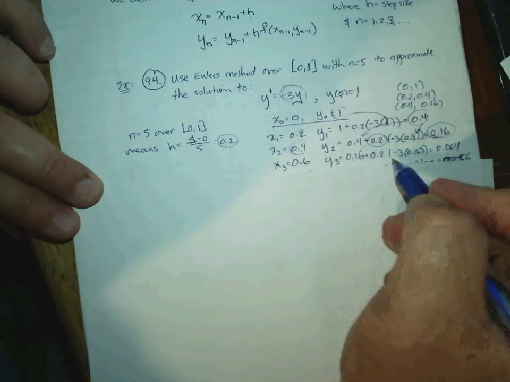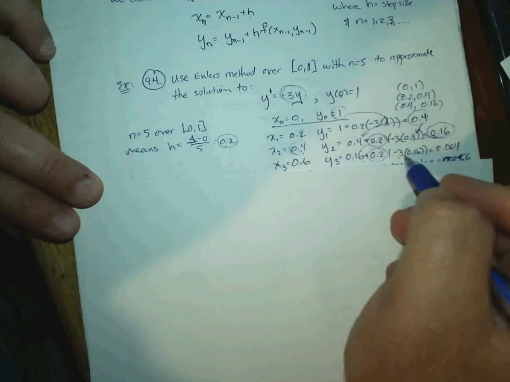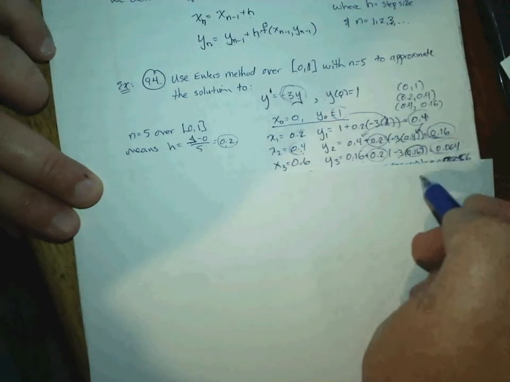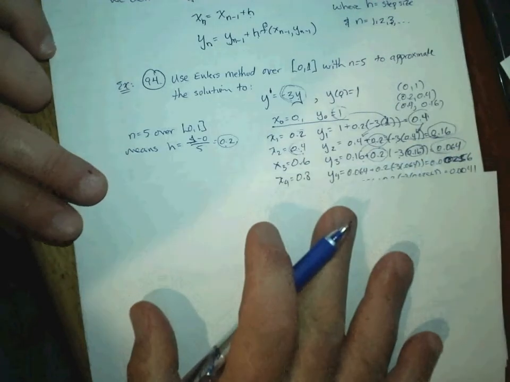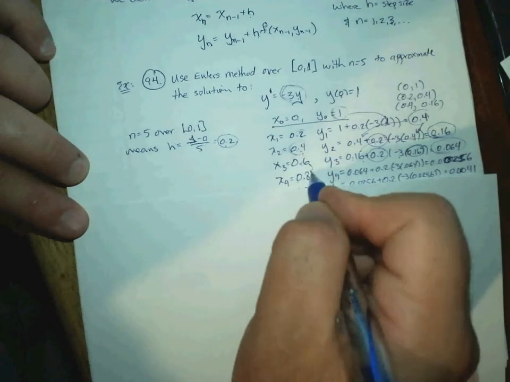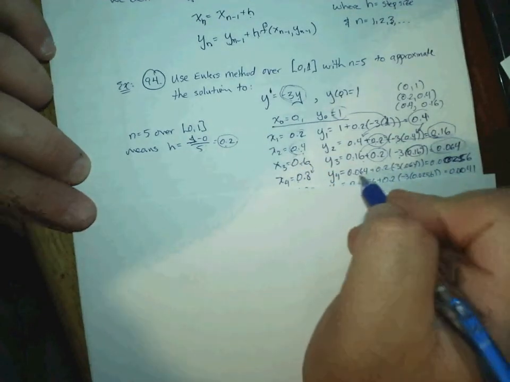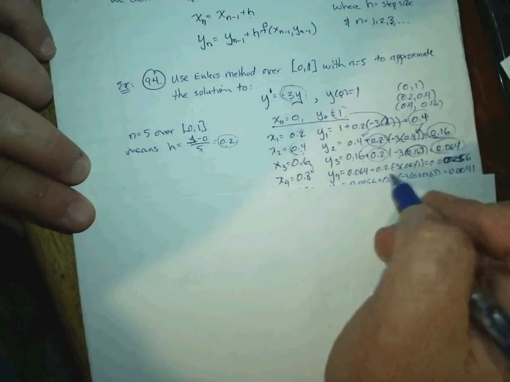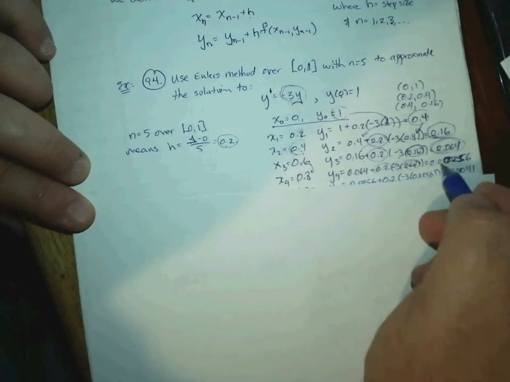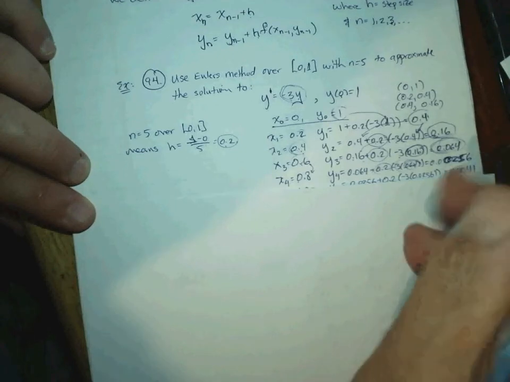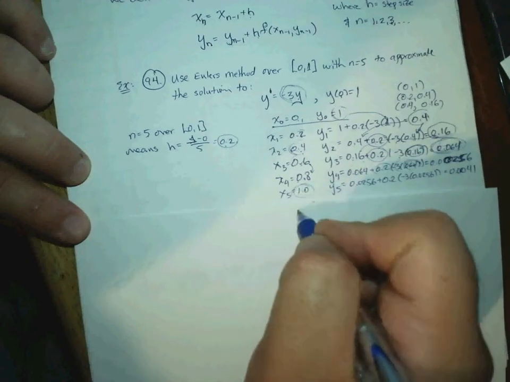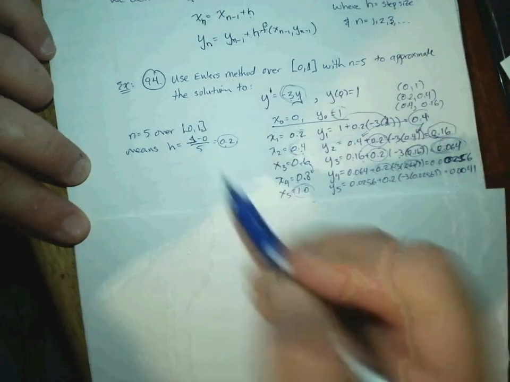At y3 we take the previous y value of 0.16 plus the step size times the function, negative 3 times the previous y value, and we get 0.064. At x4, we add 0.2 to x3, the step size added, to get us to 0.8. y4 is the previous y value plus the step size times the function evaluated at the previous y value. Now we get 0.0256. And finally, adding another 0.2 gets us to 1 for x5.